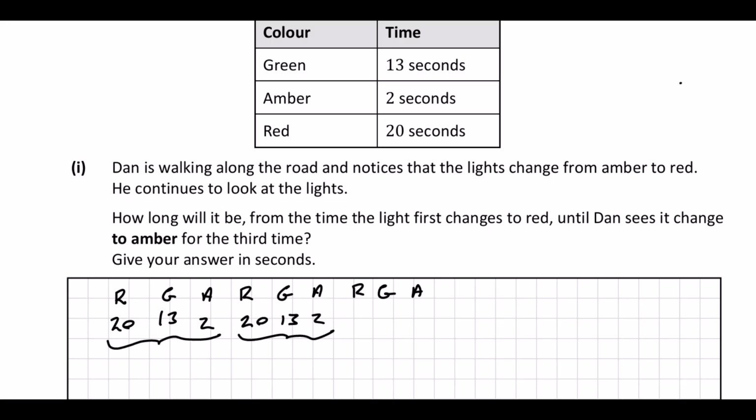So red is 20, green is 13 seconds. But at that point, it will just turn to amber, so we need to stop here. So we need to add these ones. So when you add all of those up, you get 103 seconds. That's when it's just about to turn to amber for the 3rd time, when he just sees it changing to amber for the 3rd time.